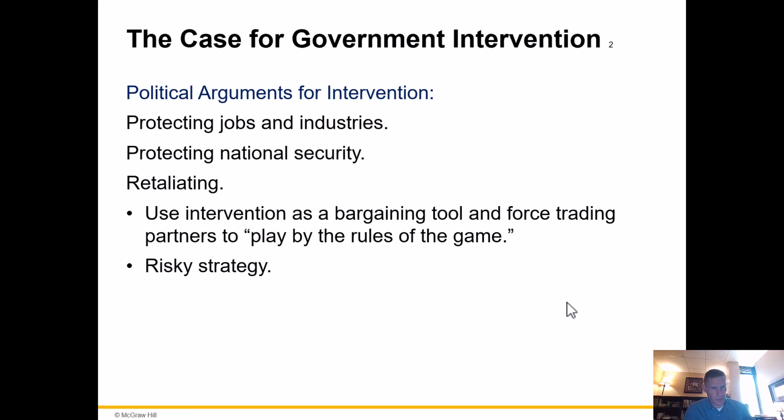And political arguments for intervention. It can protect jobs and industries. It can protect national security, maybe used as retaliating. It can be used as a bargaining tool to force trading partners to play by the rules, so to speak. However, government intervention can also be a risky strategy.